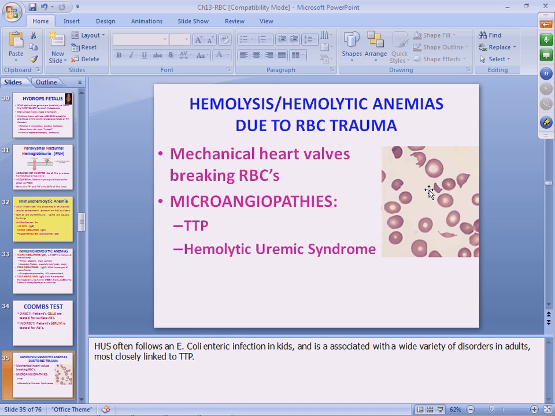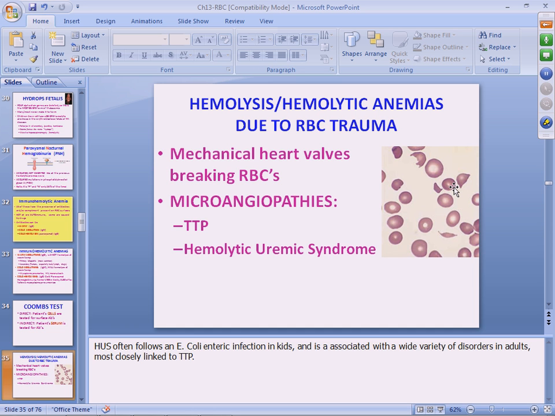And if you want to call them a bite cell, or call them by whatever they look like, sometimes they're called cigar cells. There's a whole bunch of names, and I don't want to confuse you with them because none of them are really specific for anything. But if they look like they've been fragmented, they're not perfectly round, then that would be one reason for a hemolytic anemia, simply because of mechanical factors.